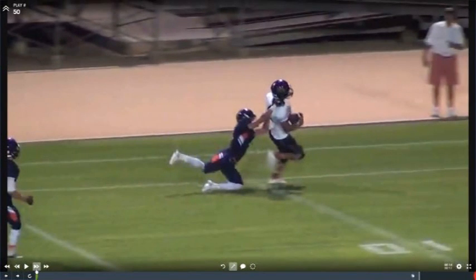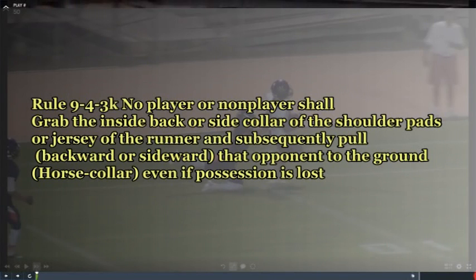This last play of the week involves a horse collar foul. Let's take a look at the components of a horse collar foul before we look at the clip. Rule 943K: No player or non-player shall grab the inside back or side collar of the shoulder pads or jersey of the runner and subsequently pull, backward or sideward, that opponent to the ground.